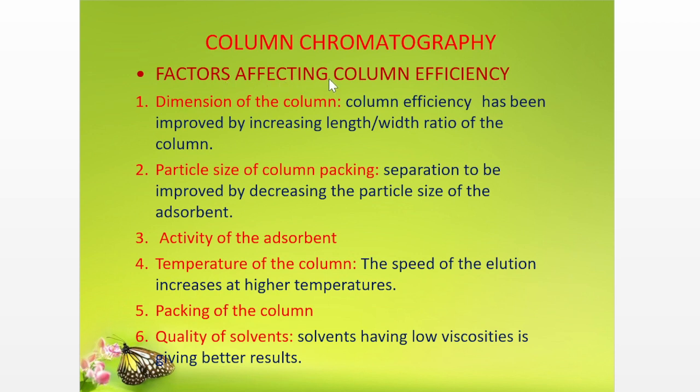Factors affecting column efficiency. The first factor is the dimension of the column. Column efficiency is improved by increasing the length to width ratio of the column. Particle size of the column packing is the second factor. Separation is improved by decreasing the particle size of the adsorbent. Third, activity of the adsorbent. Fourth, temperature of the column: the speed of elution increases at higher temperature. Fifth is the packing of the column. Sixth, quality of solvent: solvent having low viscosity gives better results.